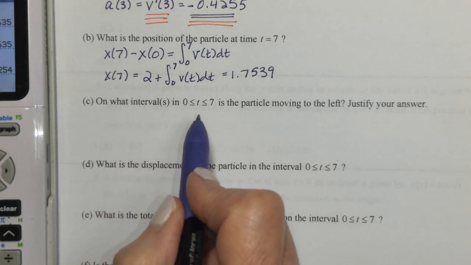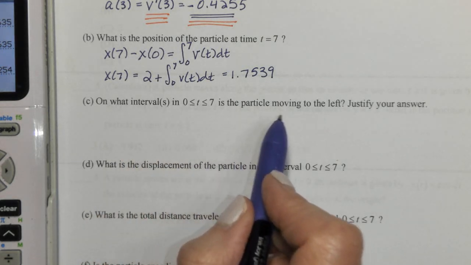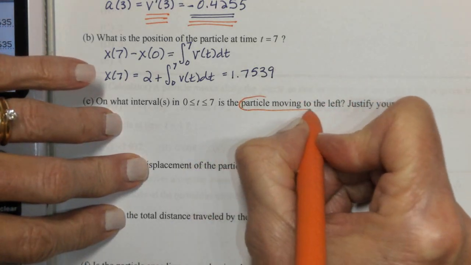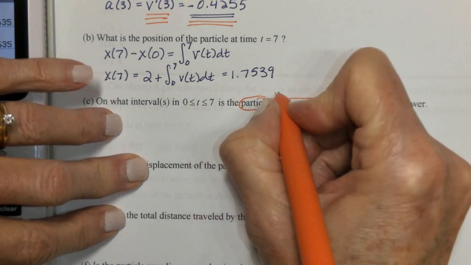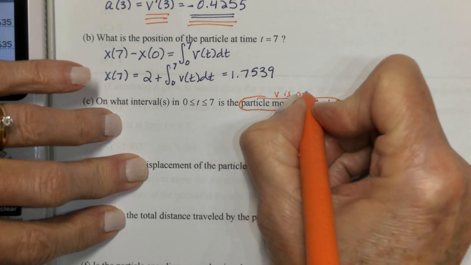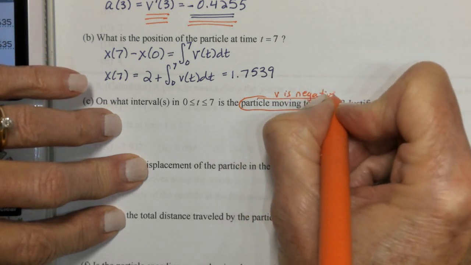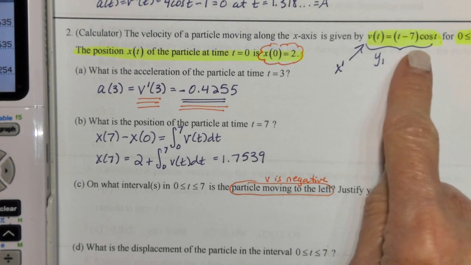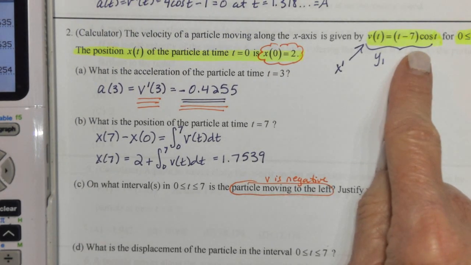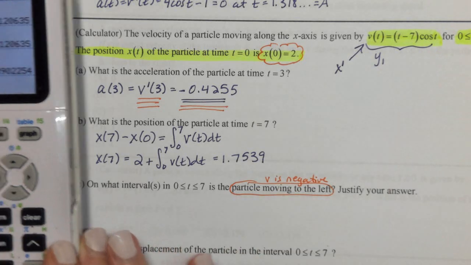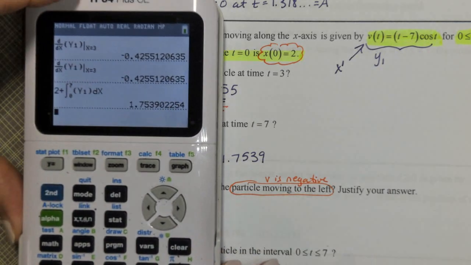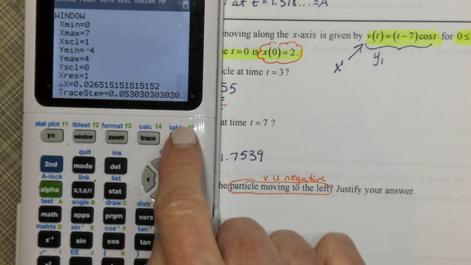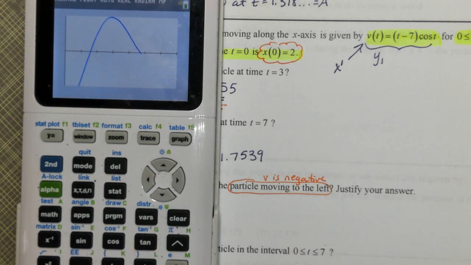On what intervals between 0 and 7 is the particle moving to the left? Well, the particle is moving to the left when the velocity is negative. So if I graph velocity, and I have the equation for velocity, all I have to do is see where it's negative, where it's below the x-axis. From 0 to 7, so I'm pretty sure I already put 0 to 7 in there, I did. So I'm going to graph velocity from 0 to 7.